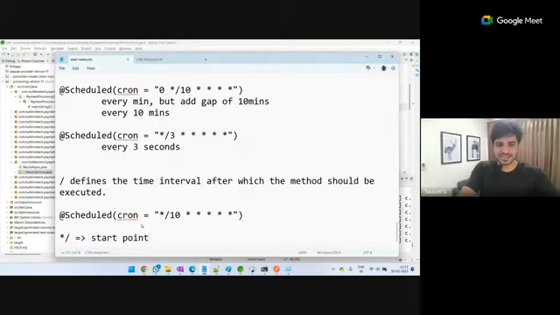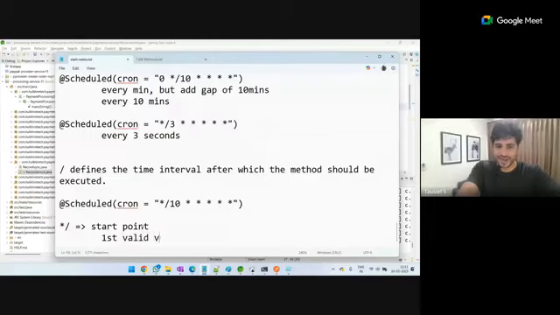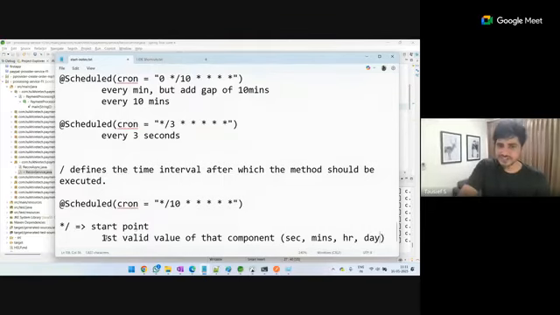When you say star, it takes the first valid value of that component. What is a component? Hours, seconds, minutes. I'm calling that a component. Seconds, minutes, hours, day. Whatever that component is, when you say star, it means the first valid value. The first valid value is the starting point. This defines the starting point. Once you see some examples, you will get the clarity. What does this mean? Just think about it. For the seconds, the first valid value is 0.